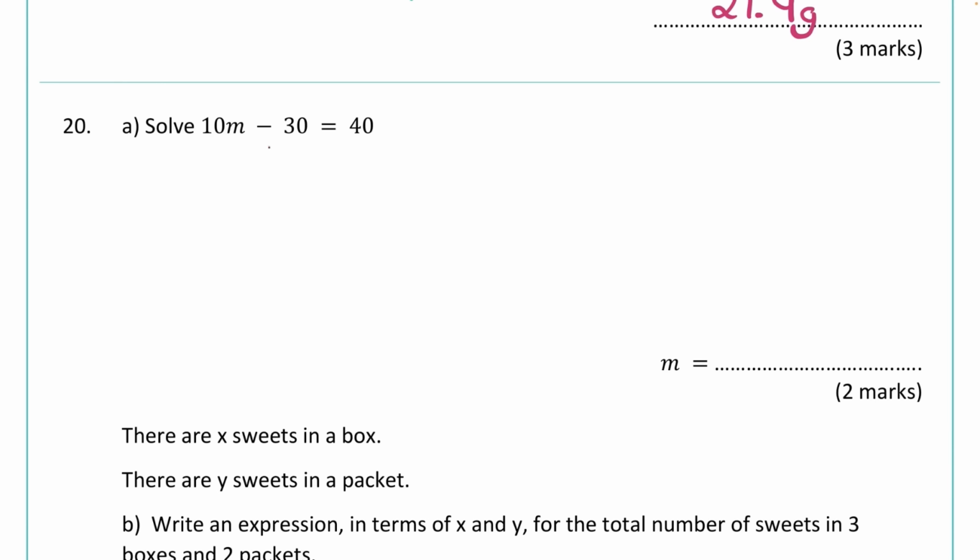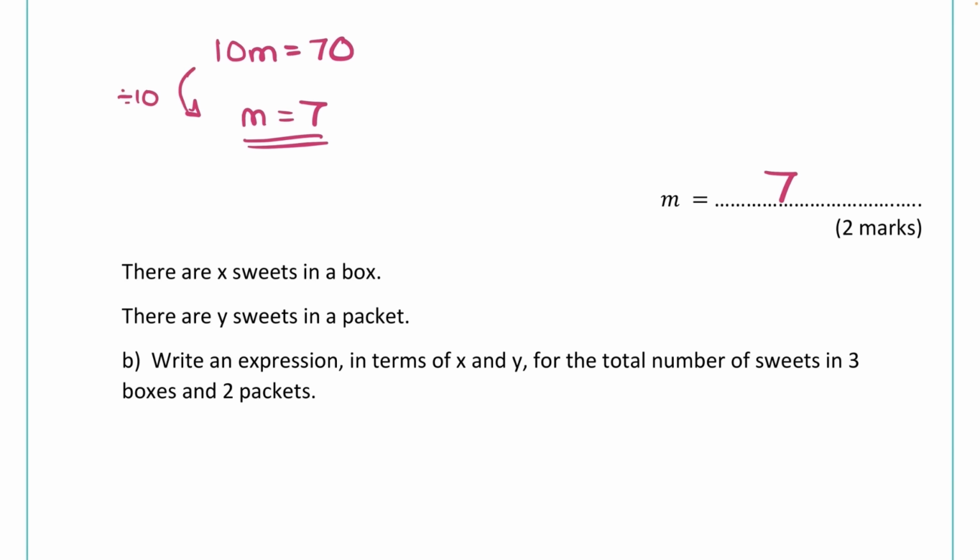So straight away we can add 30 to both sides of this equation, which gets us 10m is equal to 70. And then dividing by 10 to find the value of 1m, m is equal to 7. And there we go, m equals 7, final answer, a nice little equation.